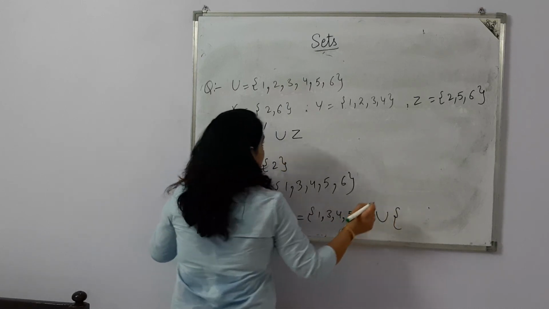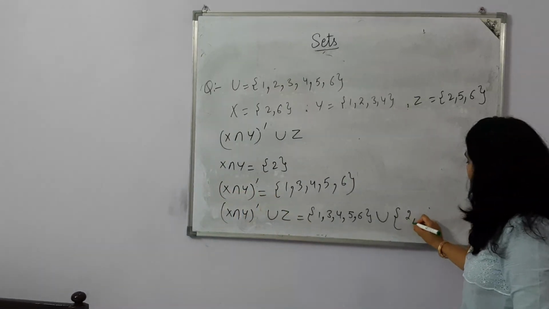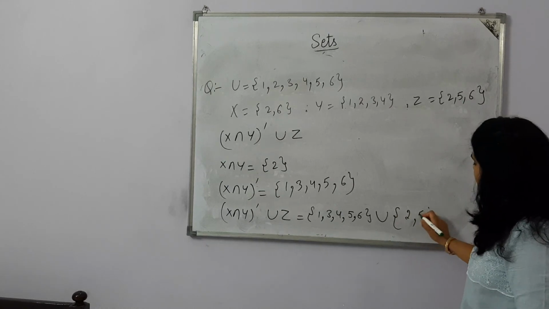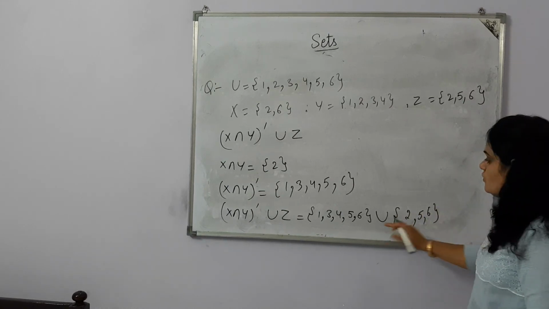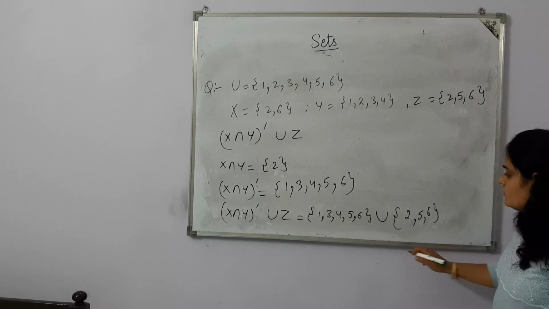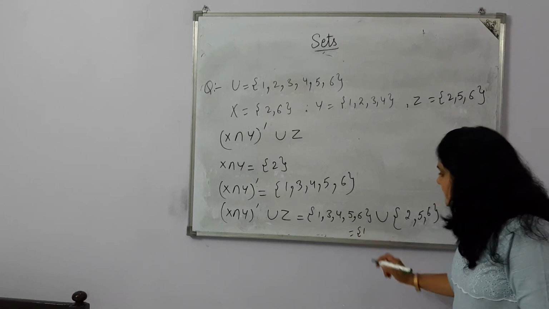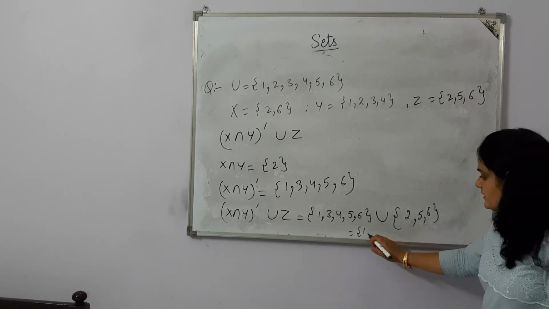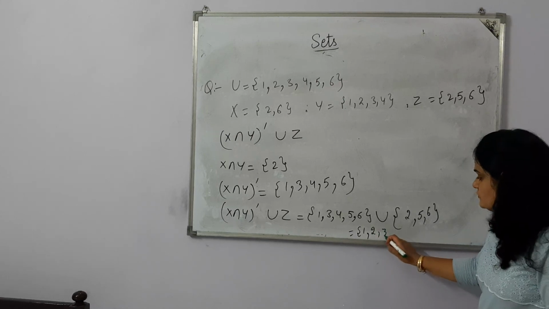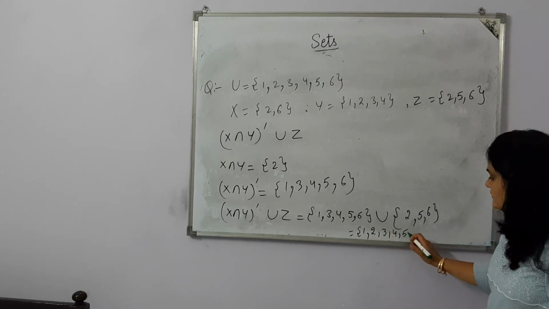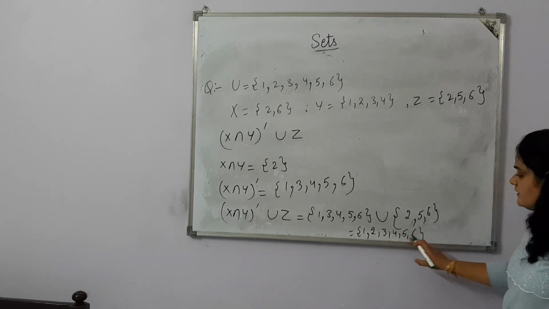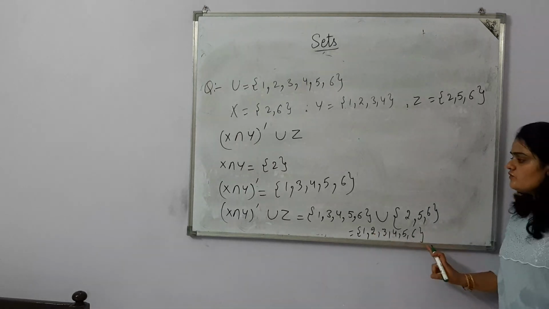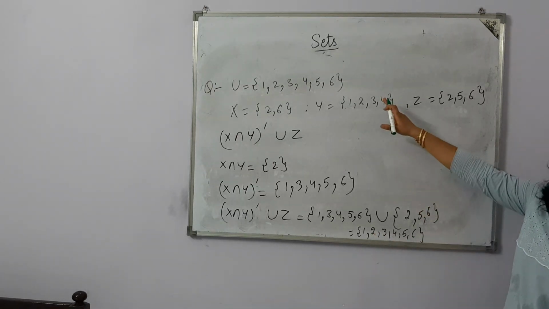Union with Z. What is Z? 2, 5, 6. So what is the union? 1, then 2 is coming here, 2, 3, 4, 5, 6, and the repeated elements are coming in both brackets, so we'll write them once. So 1, 2, 3, 4, 5, 6. That means the universal set itself.